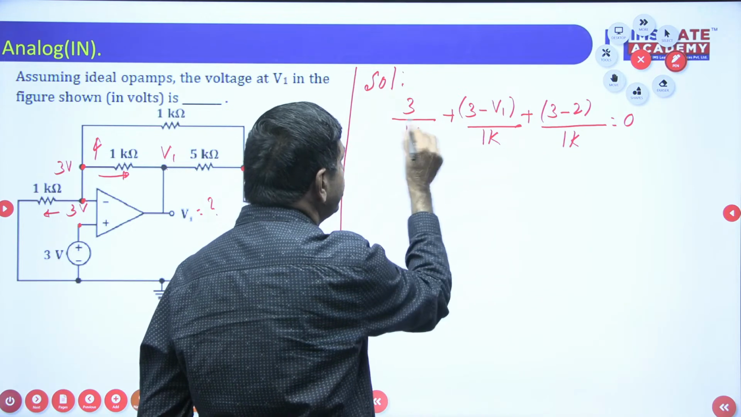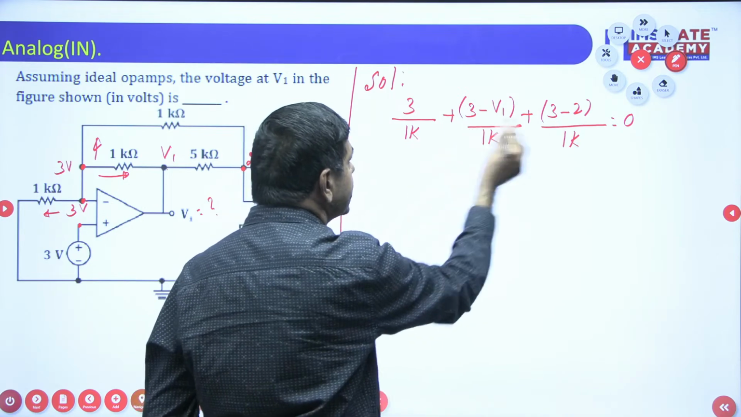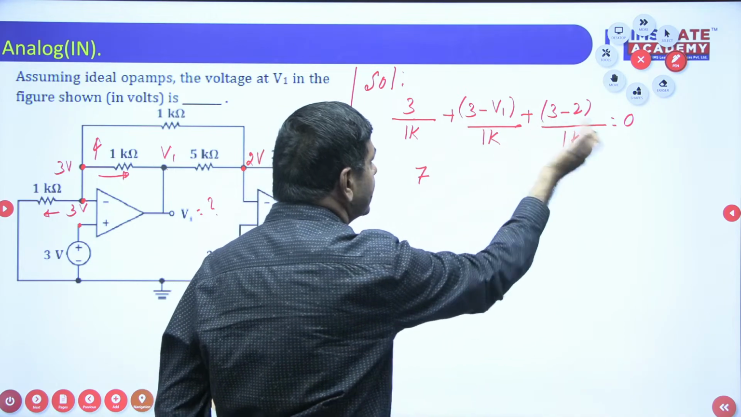1K cancel here. Now 3 plus 3, 9. 9 minus 1, 9 plus 1. 3 plus 3, 6. 6 plus 1, 7 possible now. 3 plus 3, 6. 6 plus 1, 7 is possible.